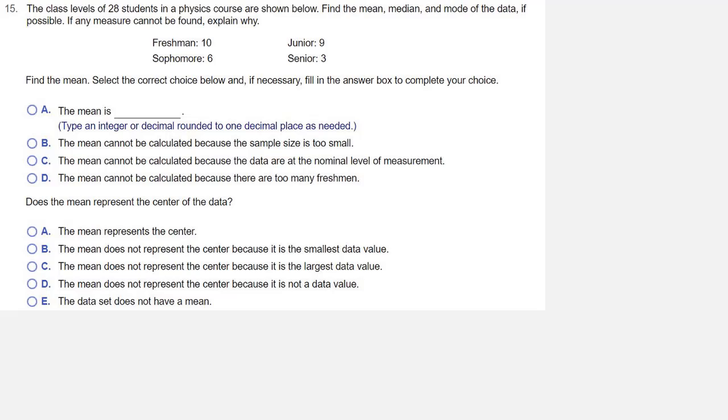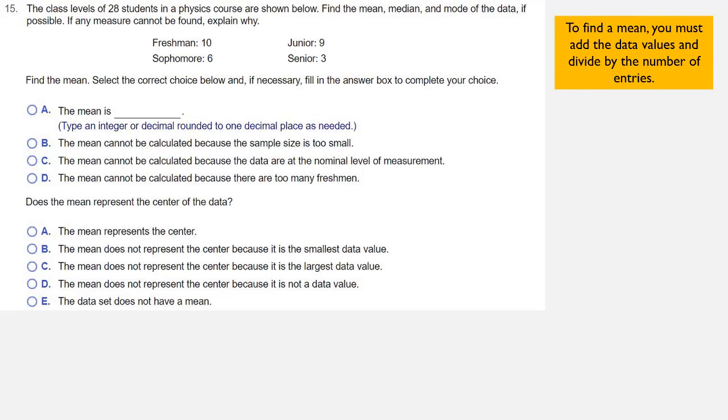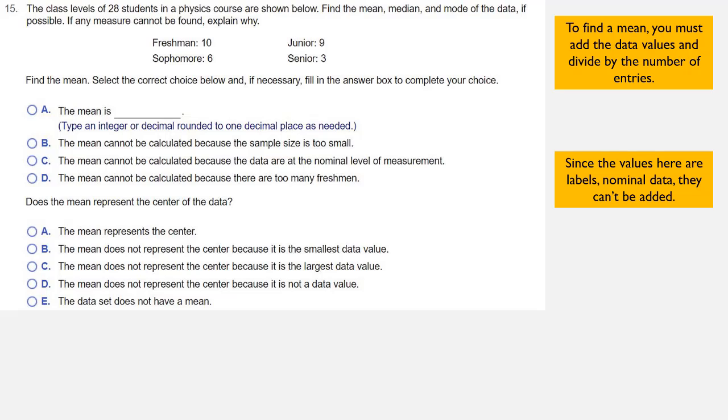So, we want to find the mean. We have freshmen, sophomores, juniors, and seniors. To find a mean, you must add the data values and divide by the number of entries. Since the data values here are labels, nominal data, they can't be added. So therefore, there is no mean. So we say there is no mean because the data values are at the nominal level of measurement. And the answer to the second part is that the data set does not have a mean.